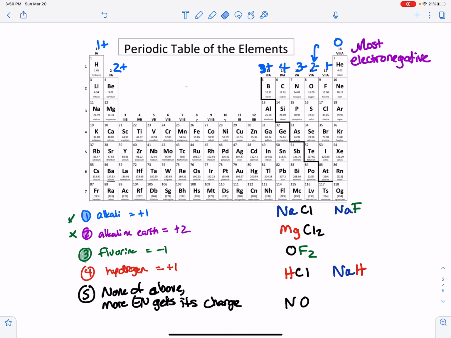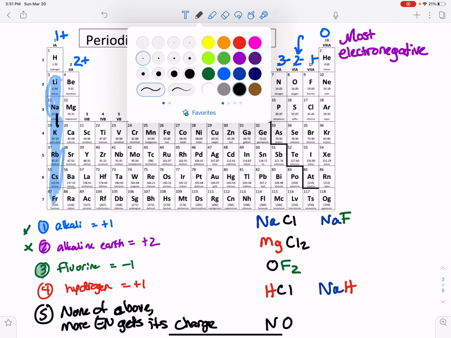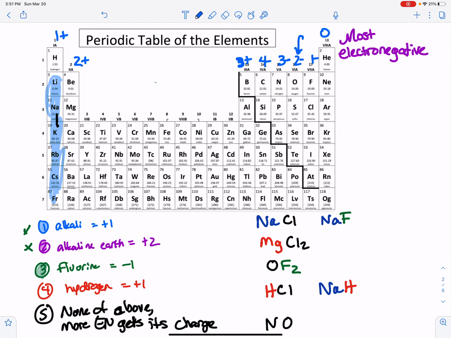elements on the right. So if you have a compound that contains an alkali metal, so that's going to be something in this column and going down, it's going to get the charge that it would naturally want to have. It gets the most priority over everything. So for example, if we're looking at NaCl, the Na gets to be +1 in both of these cases. And the other element adapts.